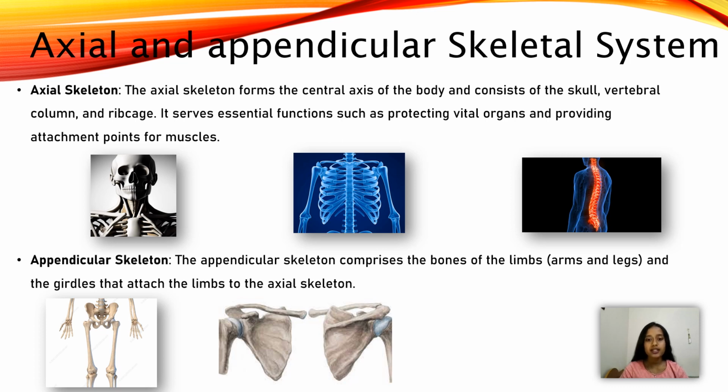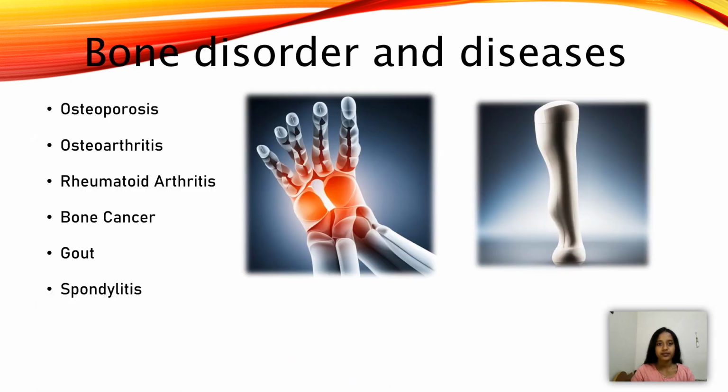The appendicular skeletal system comprises the limbs, that is the bones of the hands or legs, and also the pectoral girdle and pelvic girdle. The pectoral girdle provides for the attachment of the shoulder to the axial skeleton, and the pelvic girdle allows the thigh bones, the bones in the legs, to attach to the axial skeleton. Bone disorders and diseases.